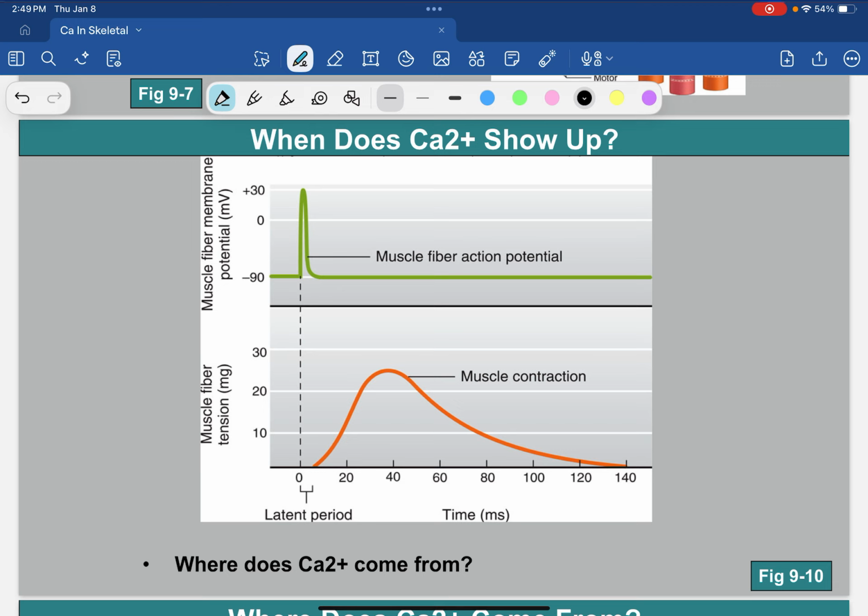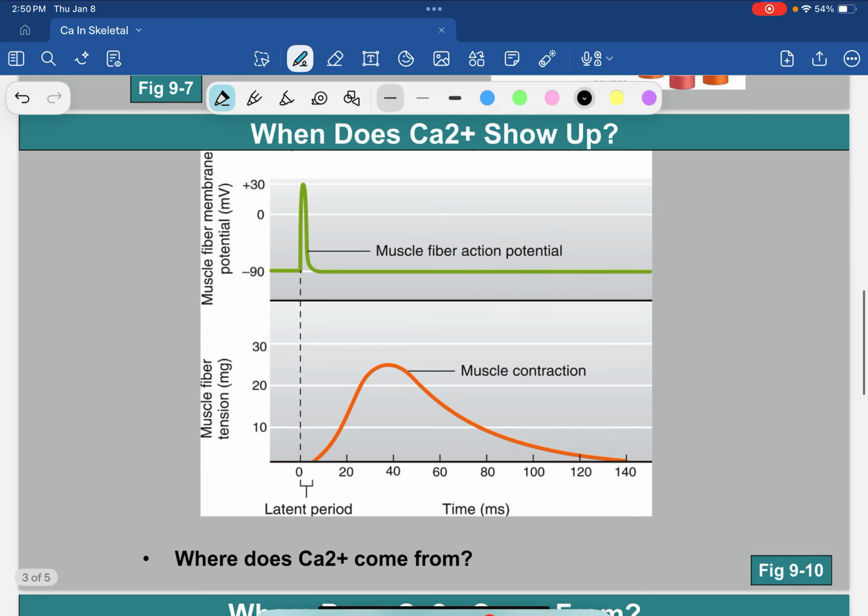This is a good depiction because we are able to see our muscle fiber action potential. This is that spark, that action potential, and we see how quick it is. It's up and down. It's very quick. And then we see when our muscle actually contracts. By the time our muscle reaches peak contraction, our fiber has already been stimulated and over for almost 40 milliseconds.